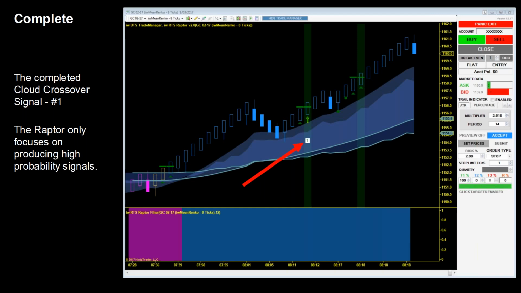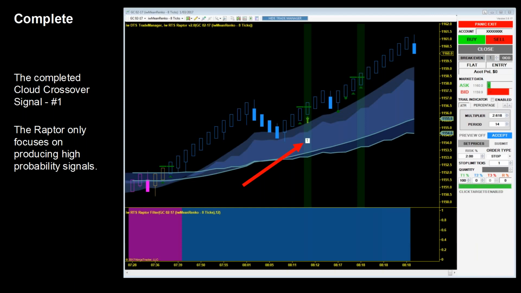So you get lots of warning that a signal is starting to build. You know what type of signal to expect, and then when the signal is complete, you get your entry parameters, and then it's just a matter of decision making, whether you're going to take the signal, how you're going to structure the trade, and so on.